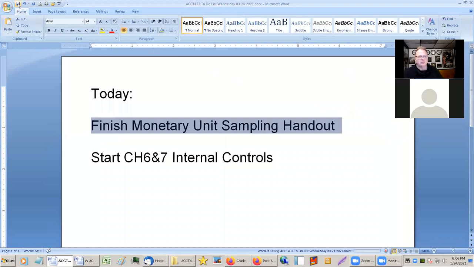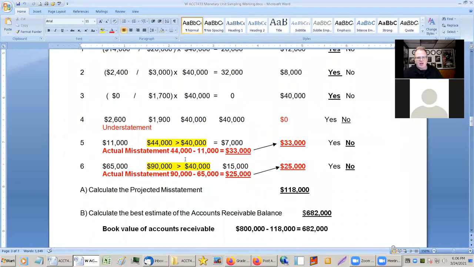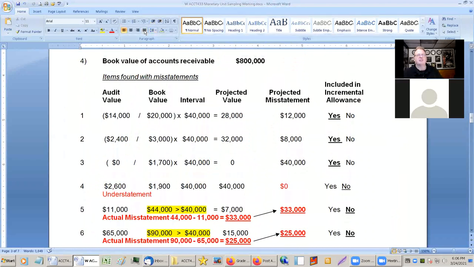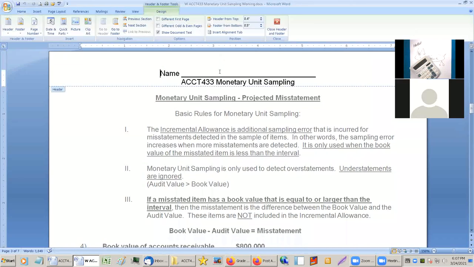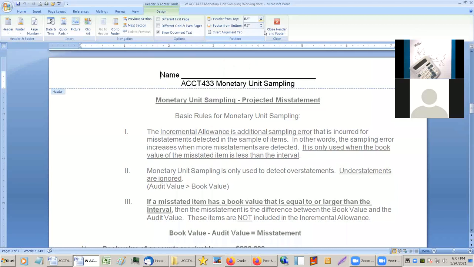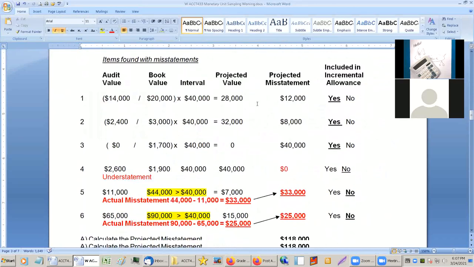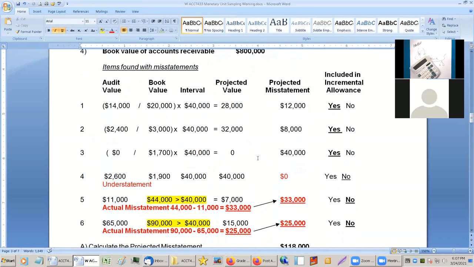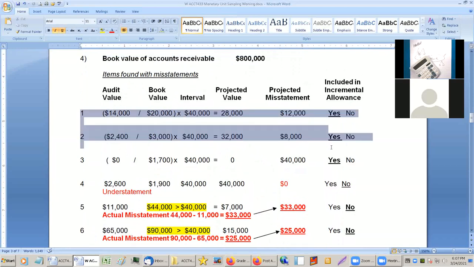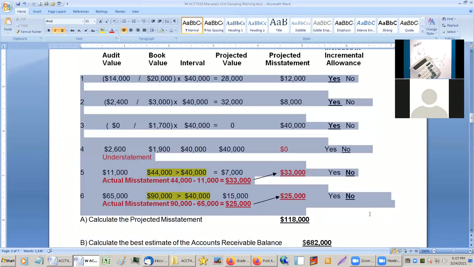Okay, let's see here. Let me change this to my calculator out. I think we ended up on page 4 on the sampling handout, monetary unit sampling. I'm messed up with the spacing on this thing. Anyway, I think this is where we ended up, and that was kind of, you know, what do you do when you have exceptions, what do you do with them?